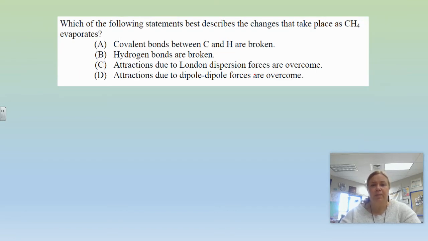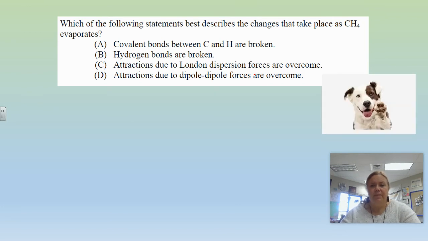Which of the following statements best describes the changes that take place as CH4, which is methane, evaporates? Pause. Okay, so let's look at these. The covalent bonds between C and H are broken. So let's think about here. First off, do we really refer to these as definitely covalent bonds? Are they polar? I mean, they are covalent bonds, but when they're broken, that means we're talking about the intermolecular forces, and this would be intramolecular forces.